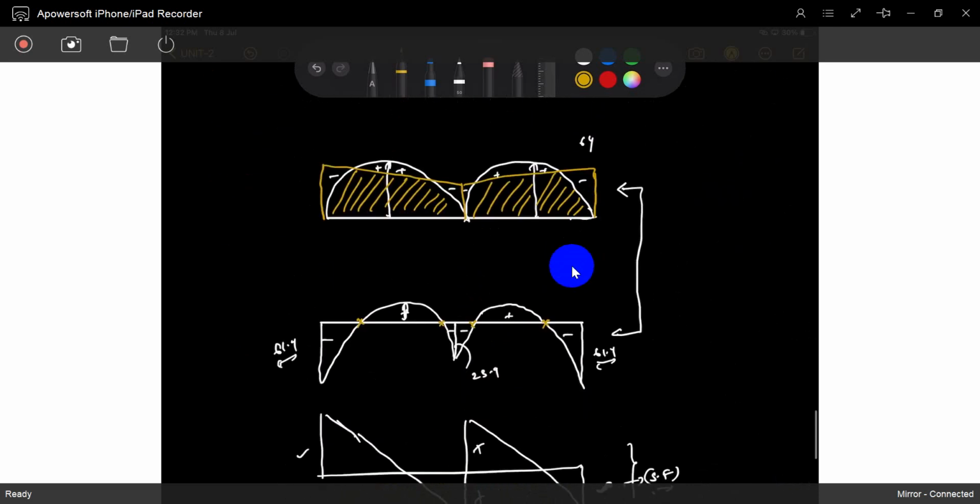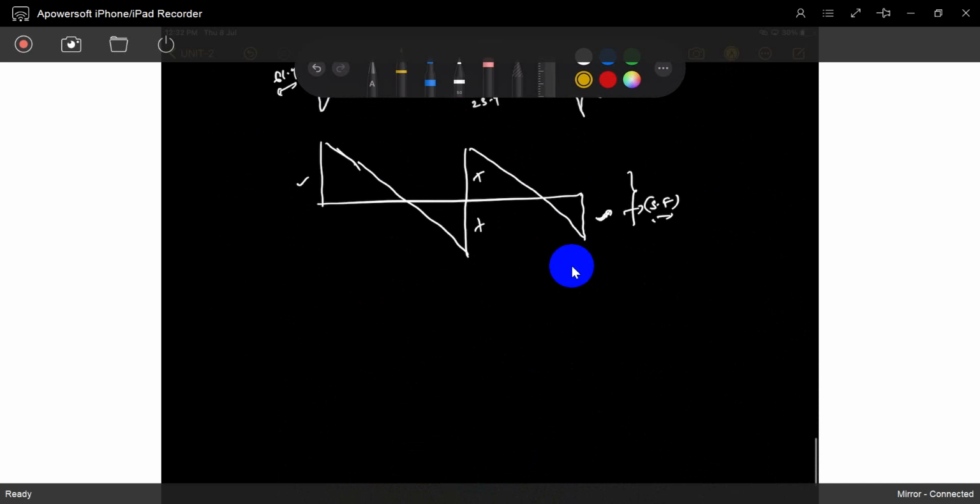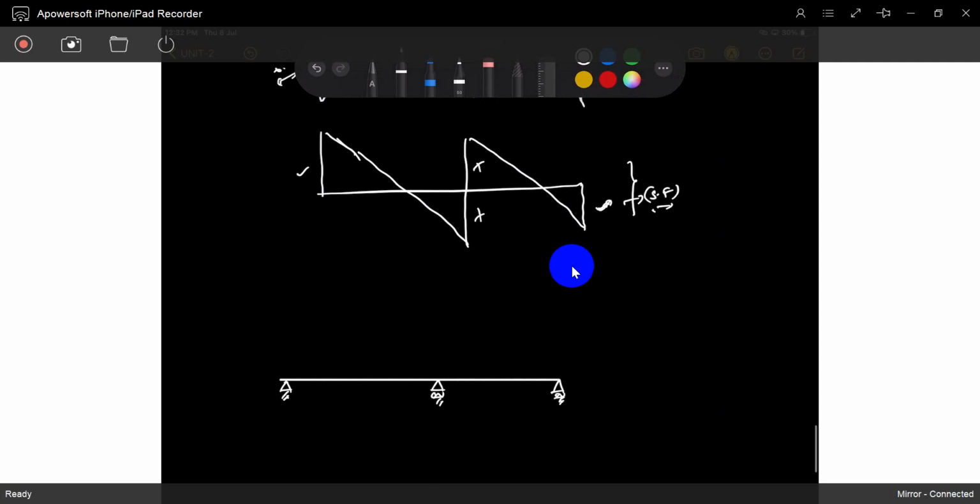Now you can solve any type of loading. I will give one assignment. Can you do it? A very simple assignment, no problem at all. You can solve it. This is 2 kilonewtons, this is 1.8, this is 1.8.